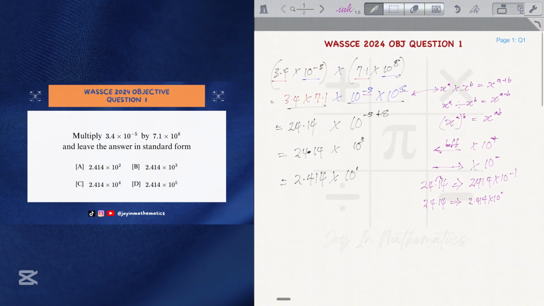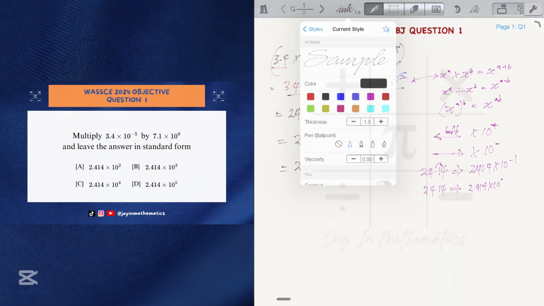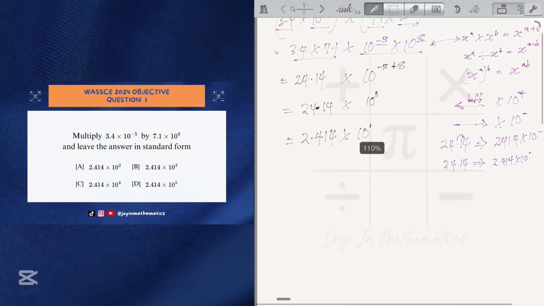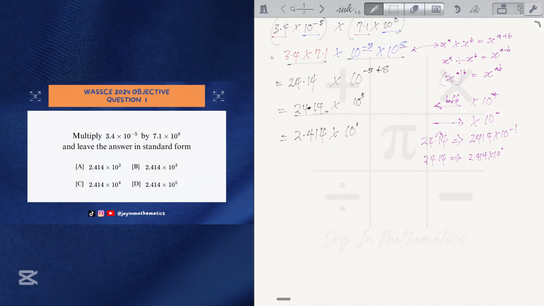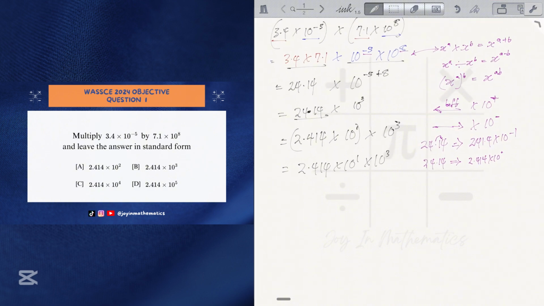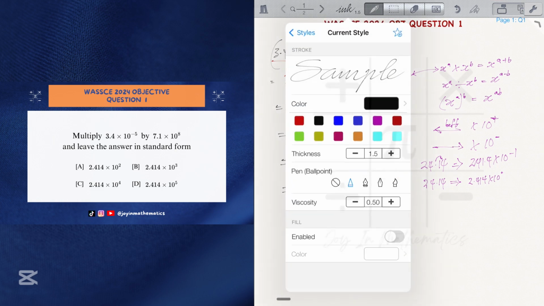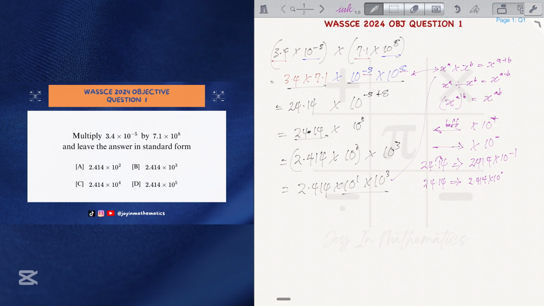With respect to that, we have 2.414 multiplied by 10 raised to the power 1, because everything here is equal to this, and we are multiplying by 10 raised to the power of 3. So let's release the brackets. We have 2.414 multiplied by 10 raised to the power 1 multiplied by 10 raised to the power of 3. What we have here will be an application of the law of indices.